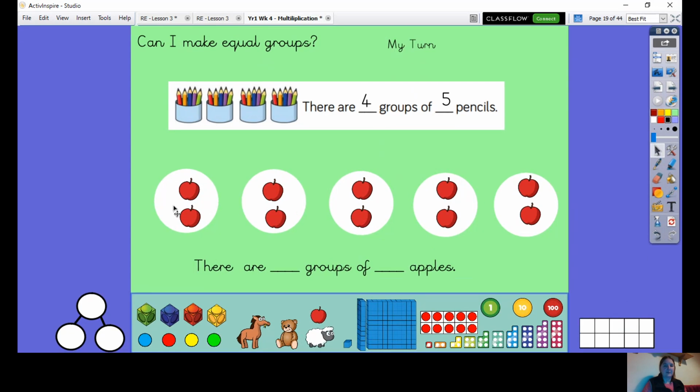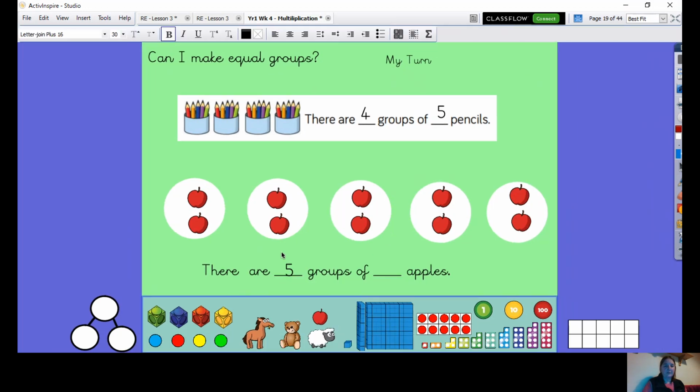Okay, let's have a little look at this one. This time, how many groups have I got? So how many circles? I've got 1, 2, 3, 4, 5. So I've got 5 groups of how many apples in each group. So there's 2 in there, 2 in there, 2 in there, 2 in there, 2 in there. I'm not thinking about how many altogether. I just want to know how many groups I've got, and then how many objects are in each group. So there's 2 apples in each of the groups.